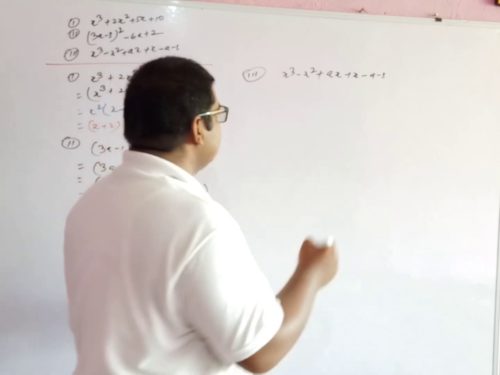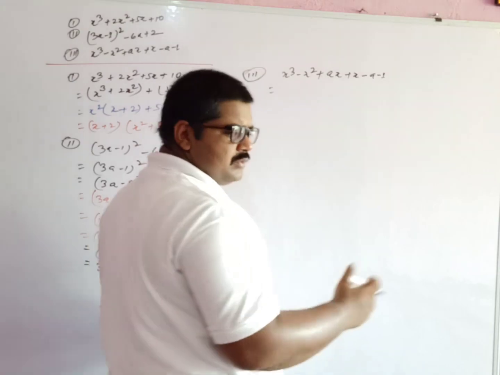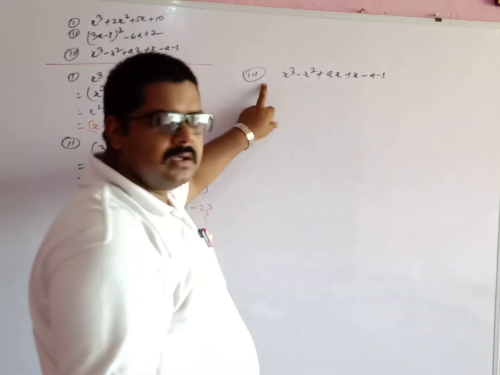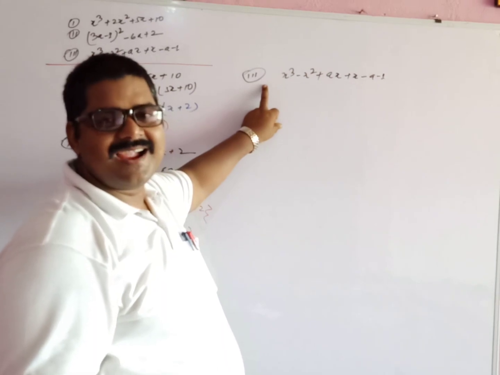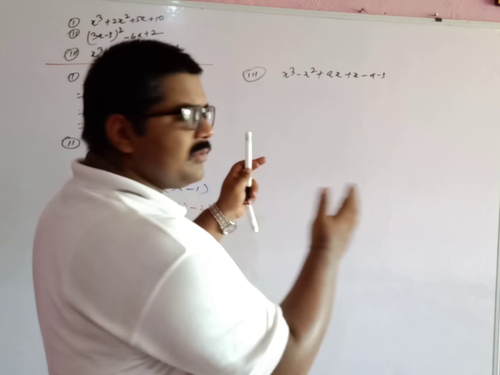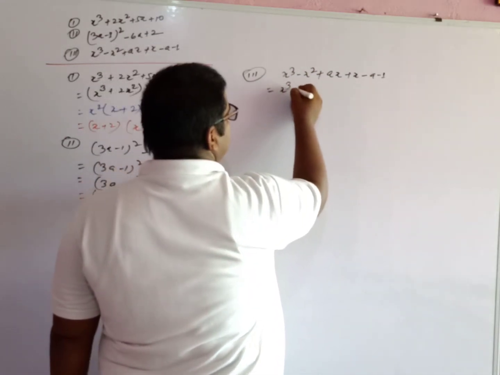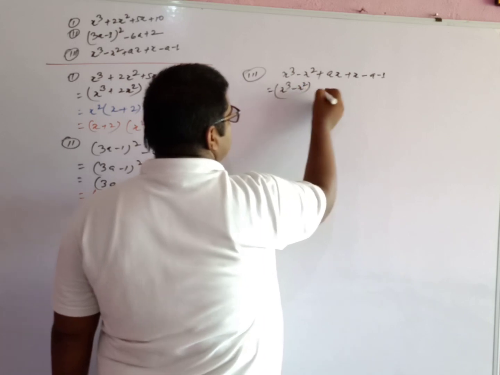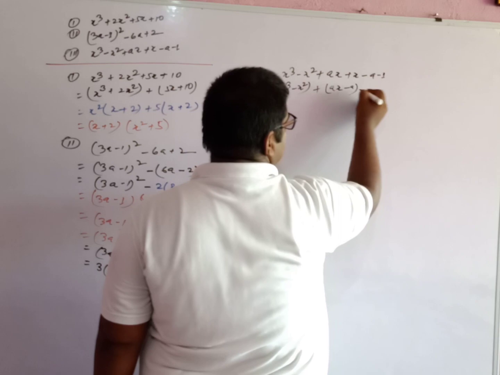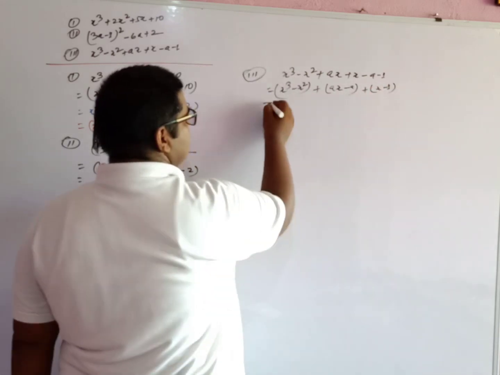My dear student, in the third question, you need to arrange the terms. In this question, you have to rearrange them. And how to rearrange in this question? X cube minus x square. Then you have to arrange ax minus a plus x minus 1. That is what is left in the third one.